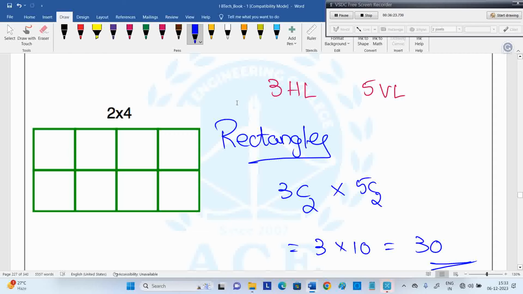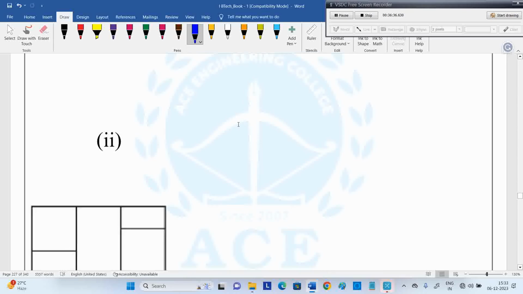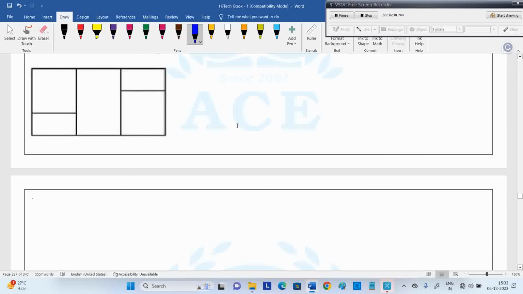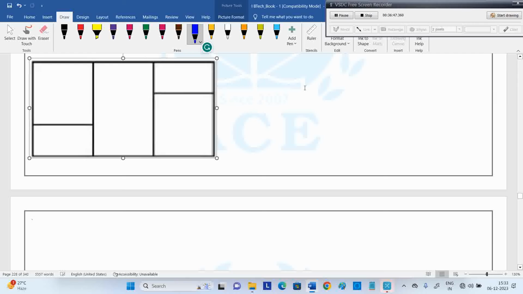So this question, the previous question, using the shortcut: the previous one we solved using 4C2 into 4C2. This is 3C2 into 5C2. But some questions require both manual counting and the shortcut. In this question only manual counting will help. Here only manual counting will save you.